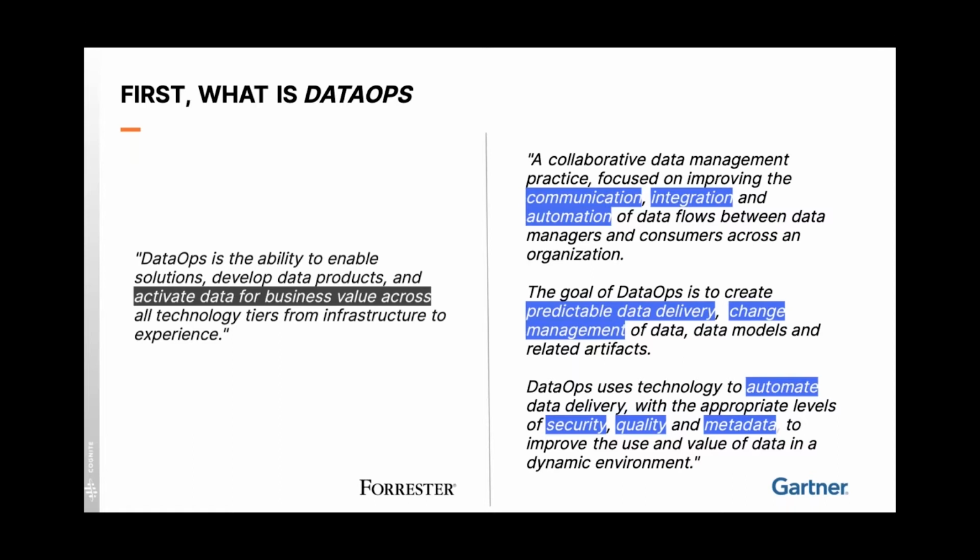And with Gartner going into a little bit more technical detail and depth, they define DataOps as a collaborative data management practice, one that focuses on improving the communication, integration, and automation of data flows between data managers and data consumers across an organization. And the goal of DataOps is to increase predictable data delivery, change management of data, data models, and related artifacts. And of course, DataOps uses technology such as Cognite Data Fusion to automate data delivery with the appropriate levels of security, quality, and metadata, so that one can improve the usage and value of data in a dynamic environment.